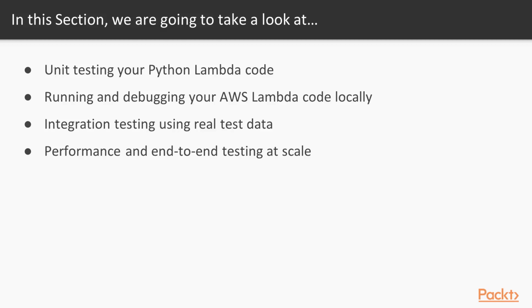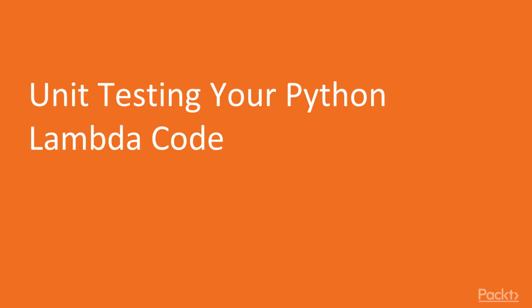In this section we are going to talk about unit testing your Python Lambda code first. Then we are going to discuss running and debugging your AWS Lambda code locally. Then we will discuss how we can run integration testing using a deployed Lambda and real test data. And finally, we're going to discuss how we can do performance or load testing of the API at scale and end-to-end.